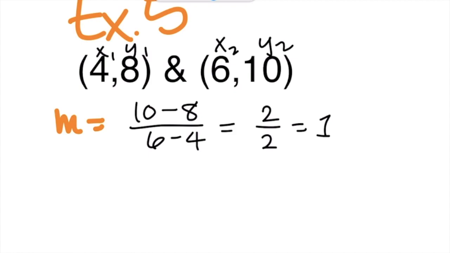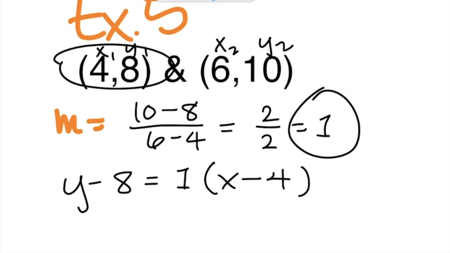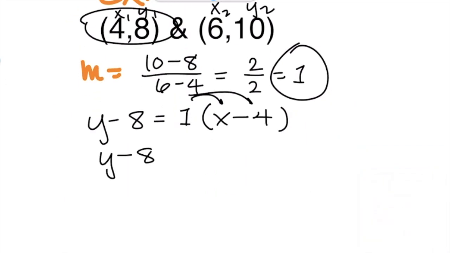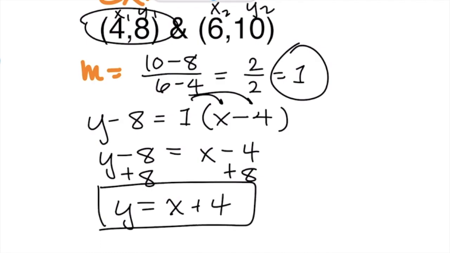So now we can pick a point. I'm going to go ahead and pick my smaller numbers, and we'll plug into point slope form. So y minus y1 is 8 is equal to m, which we found was 1, times x minus x1, so minus 4. Now, we could say we're distributing a 1 over here, but it doesn't change anything. So we end up with y minus 8 is equal to x minus 4. Now we isolate our y value by adding 8 to both sides, and we get y is equal to x plus 4. For our final equation in slope-intercept form.